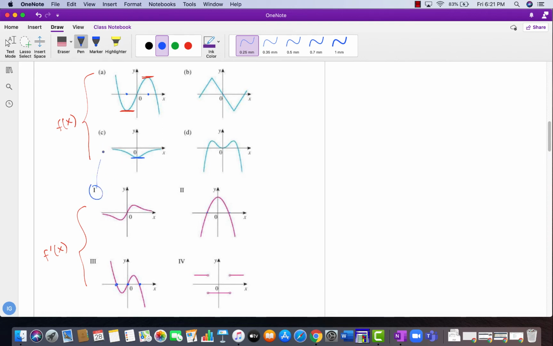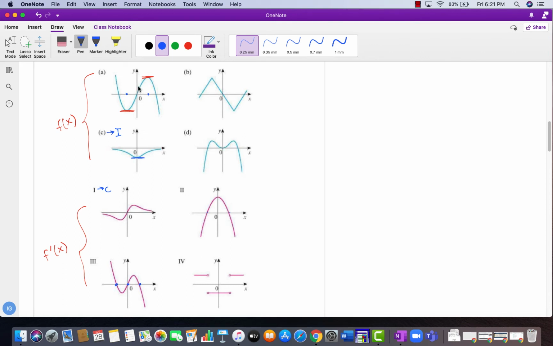So I goes with C. So the graph of C, the derivative, if we graph it, is going to look just like I. I don't know if you guys want to put the letter next to it, so that way I don't have a bunch of lines. Or you can even put the letter on the derivative. Okay, all right, so we have that one out.